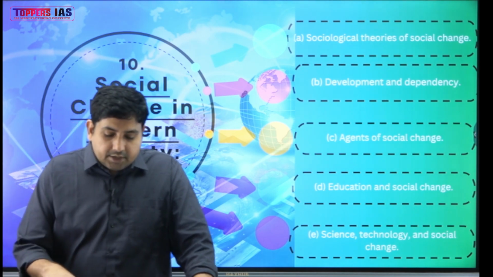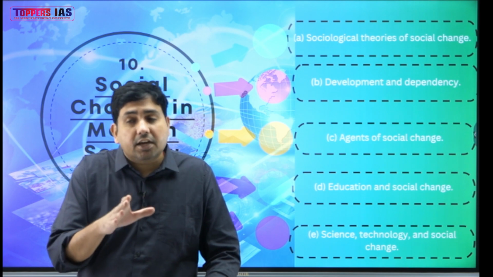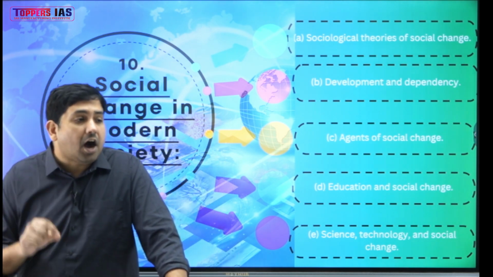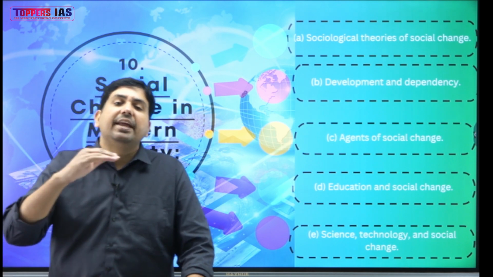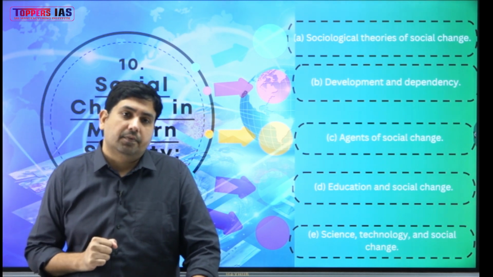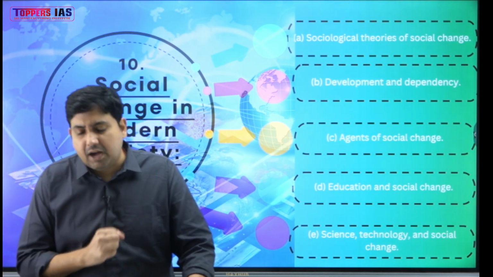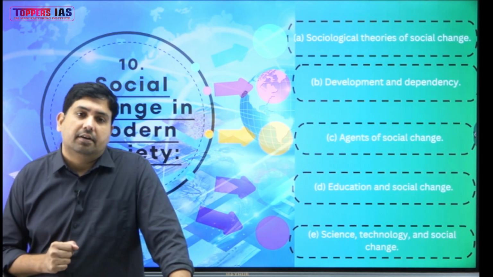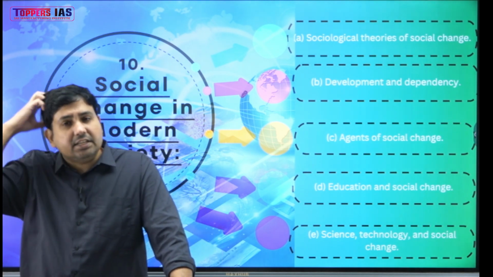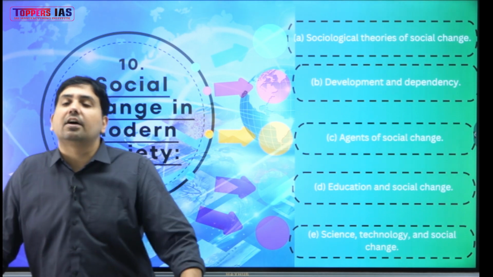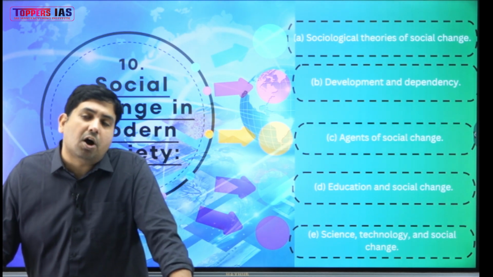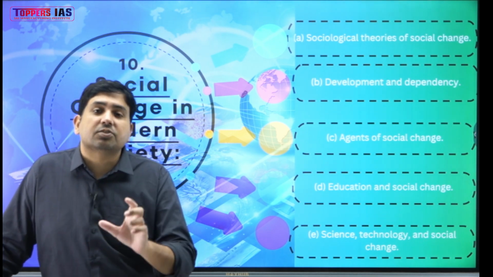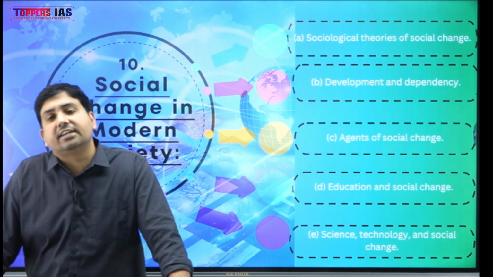So here in science, technology and social change, we try to look into various thinkers' views, that how science and technology bring about change in society. So for example, Karl Marx, L.H. Morgan, there is another person, his name is William Ogburn, O-G-B-U-R-N, William Ogburn. He has given a very beautiful theory. It is called theory of cultural lag.